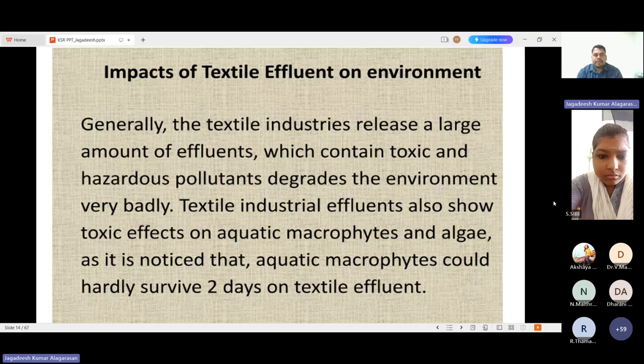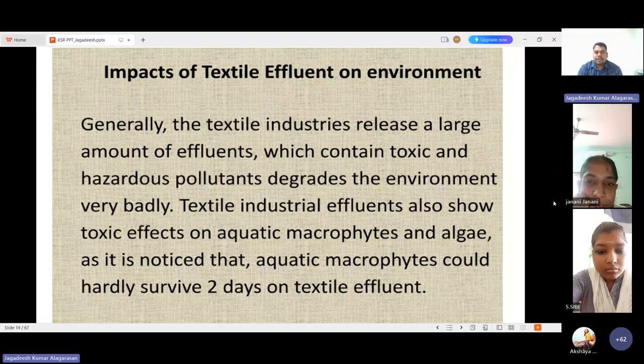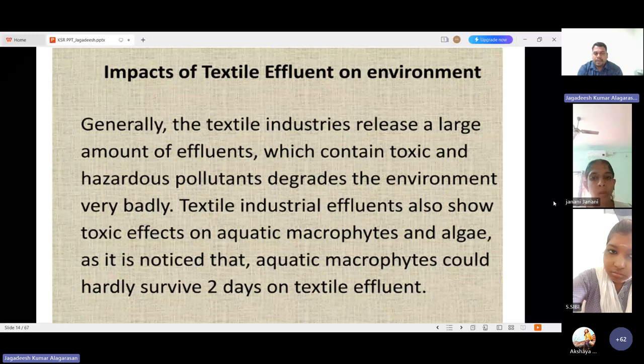So what is the impact of textile effluent on the environment? Generally, textile industries release a large amount of effluents which contain toxic and hazardous pollutants and degrade the environment very badly. Textile industrial effluents also show a toxic effect on aquatic macrophytes and algae, as it is noticed that aquatic macrophytes could hardly survive 2 days in textile effluent.